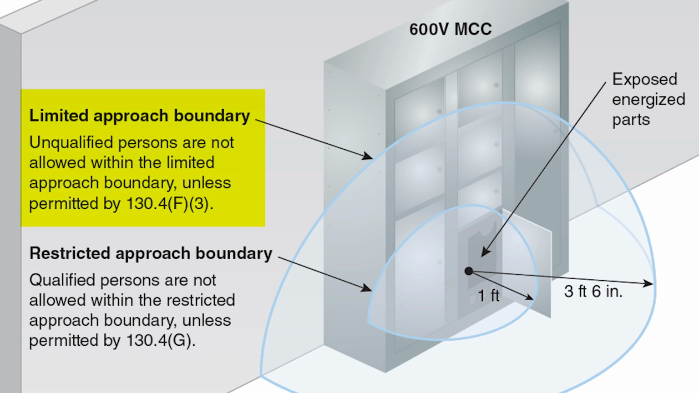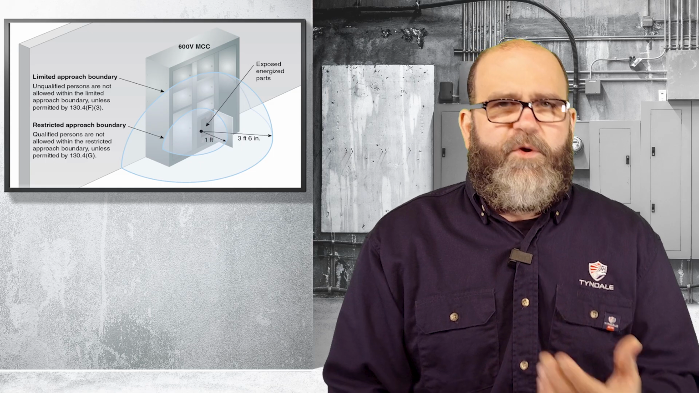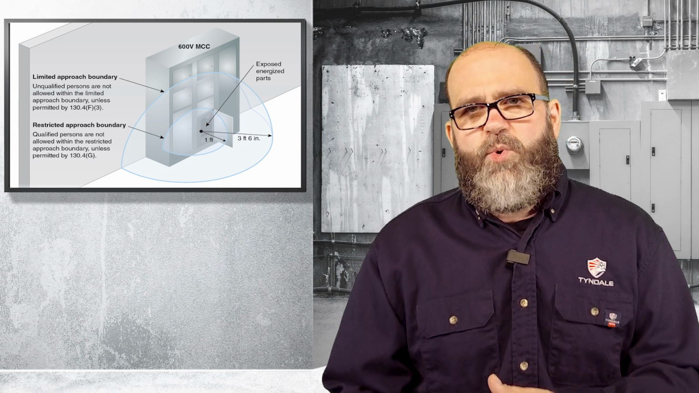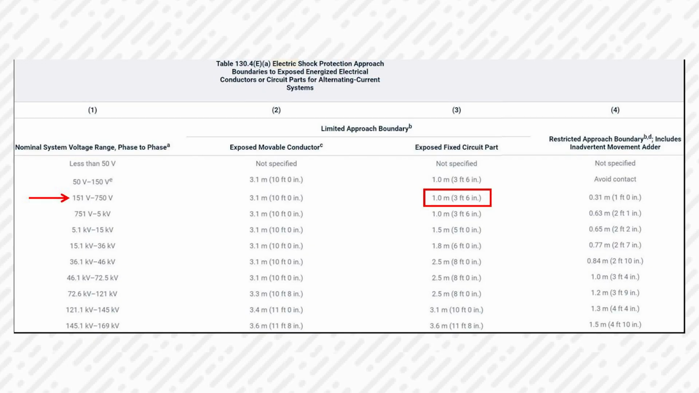One is for the unqualified person, so they can't reach into your work area and contact energized parts. And the restricted shock boundary is closer to the hazard, those energized parts, and is for the qualified worker. That's so they'll understand when to initiate safe work practices such as tools, PPE, energized work permits, etc. Let's look at the table for a specific example.